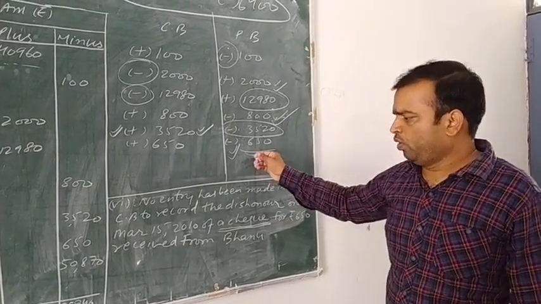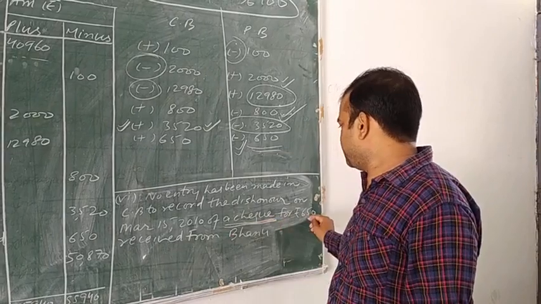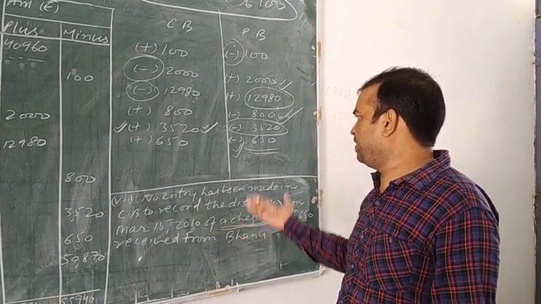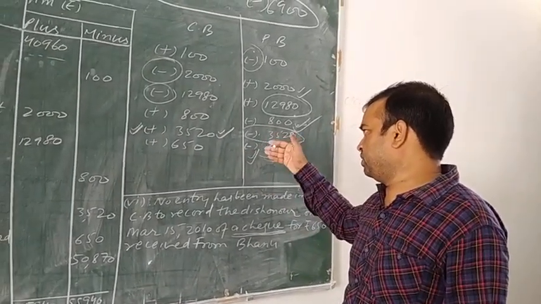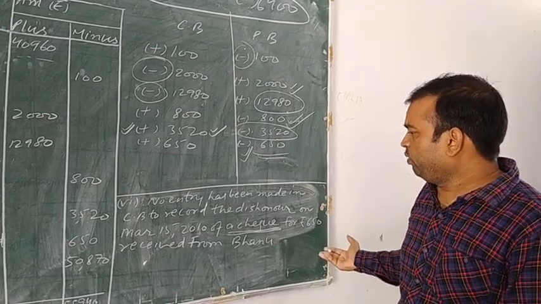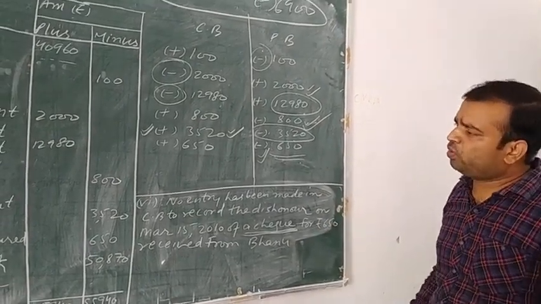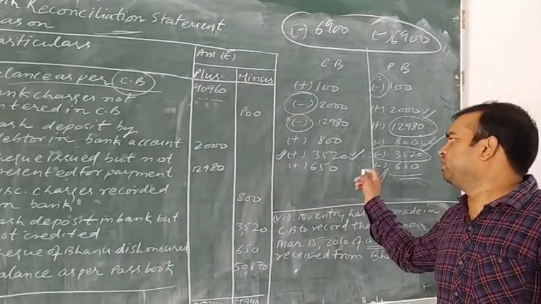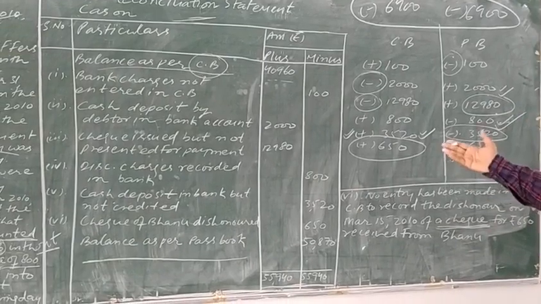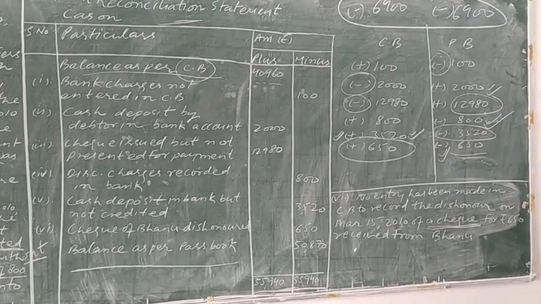passbook. Okay, but this 650 treatment is not done in the cash book, means this subtraction of 650 is not done in the cash book. Means this dishonor of the check is not recorded in the cash book. It means that the amount is not deducted from the cash book. So a plus of 650 will be shown in the cash book.